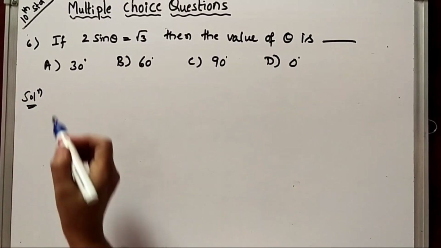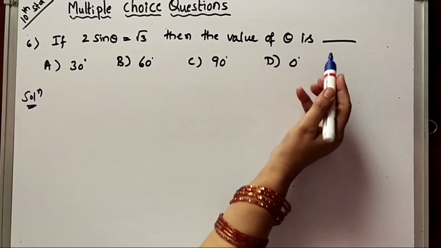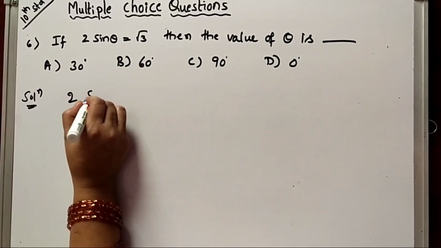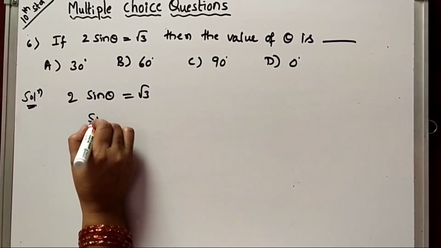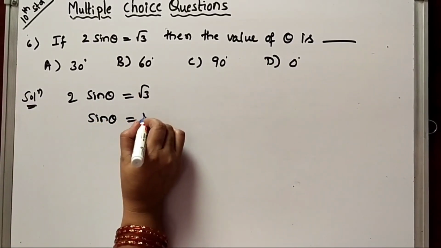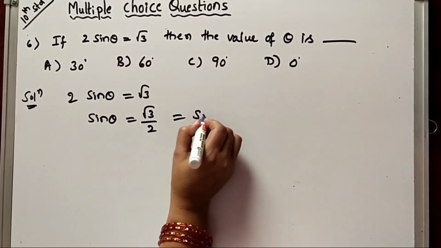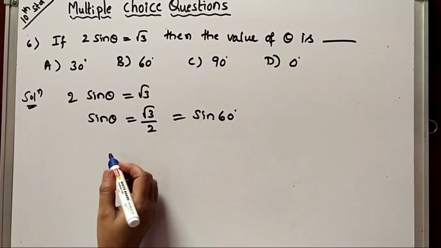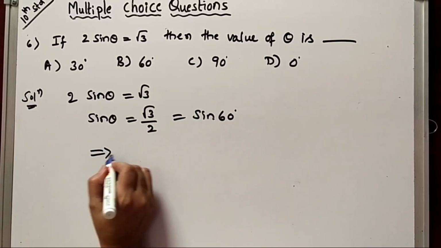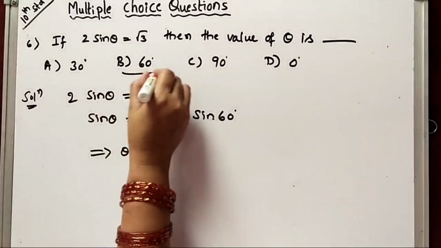Question number 6. If 2 sin theta is equal to root 3, then the value of theta is... Yes, 2 sin theta is equal to root 3. Then sin theta is equal to root 3 by 2. That is equal to sin 60 degree. Yes, theta is equal to 60 degree. So option B.